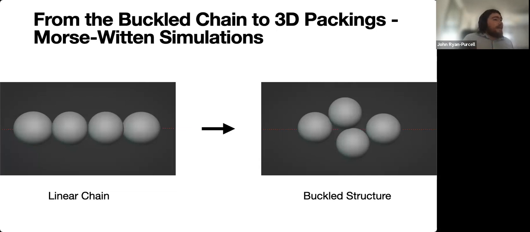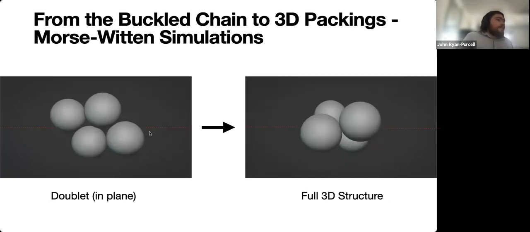And then finally, as the system is compressed further, I remind you that these are all Morse-Witten bubbles, so they are soft. You can compress this linear chain further before buckling. We see this mostly in-plane doublet, where nearest neighbours contact, or the beginning of the zipper. And then finally, these structures twist around, and we get this fully 3D packing here. It's a kind of representation of that development that we saw in the experimental work and Adil's simulations.